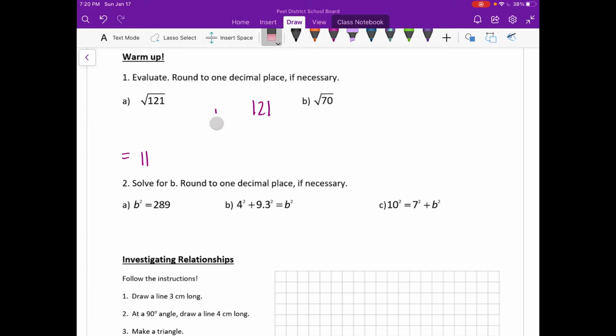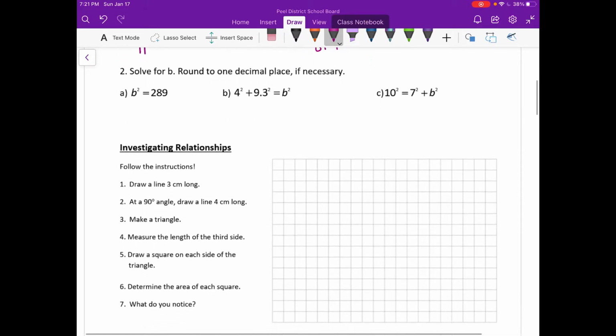Okay? So similarly, we're going to do the square root of 70, and if you put it into your calculator, the square root of 70 is going to be 8.36666, right? And then what I'm going to say is it's going to be 8.4 because I just want to round to one decimal place as necessary.